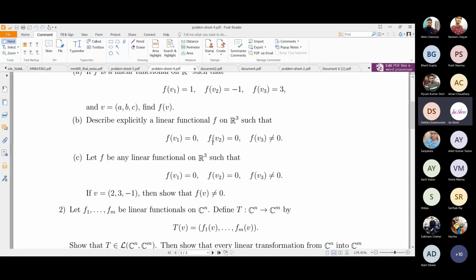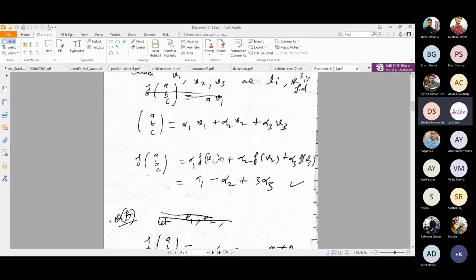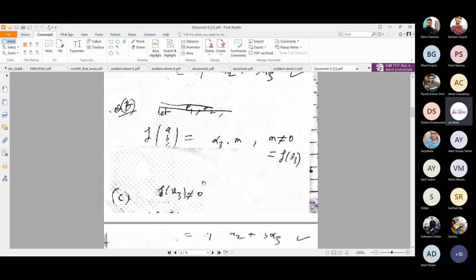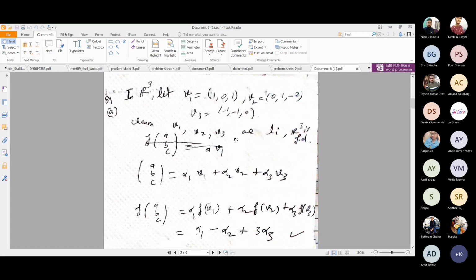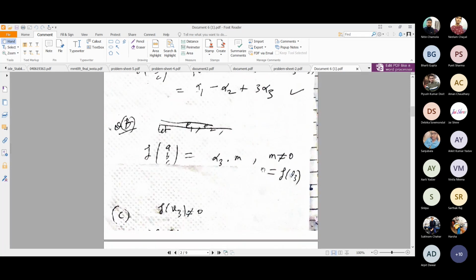Sir, f of v3 equals a non-zero constant, and then solve. Yes, that is correct. So here I have also mentioned this m, where m is a non-zero constant, which is f of v3. So here you can represent this f of (a, b, c) in terms of this, and of course this alpha 3, which is some constant.